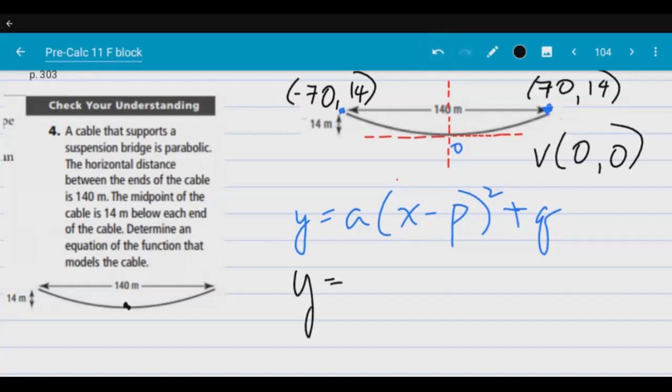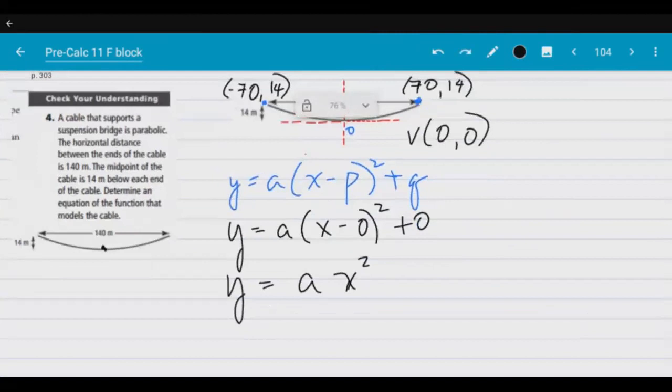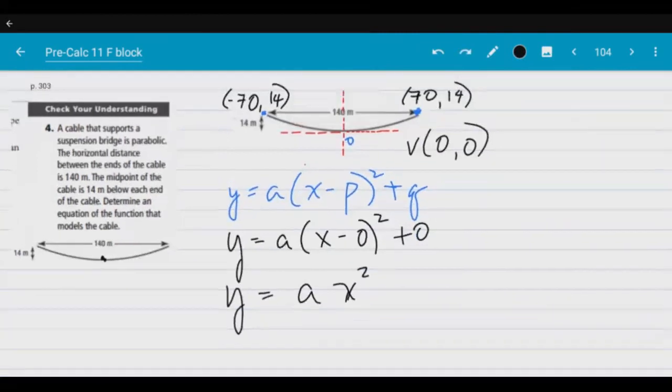Y equals A times X minus 0 squared plus 0. That's nice, right? So right now you have Y equals A times X minus 0. So that's just X squared, right? So really, this is all we have, A times X squared. And that plus 0 will just go away, okay? But then we have to find A. And how do you find A?